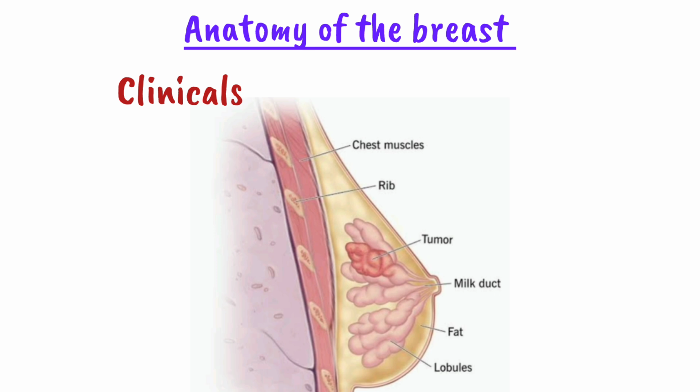Now let's talk about the clinical significance of breast anatomy. Number 1 is breast cancer. Breast cancer is one of the most common cancers worldwide, affecting millions of women annually. It arises from abnormal growths in the ducts or the lobules of the breast. So early detection through self-examination, mammography, and biopsy is crucial for effective treatment. The pattern of the lymphatic drainage influences cancer spread, making axillary lymph node assessment essential in staging and treatment planning.